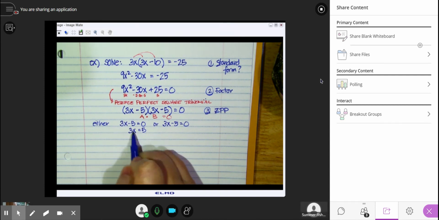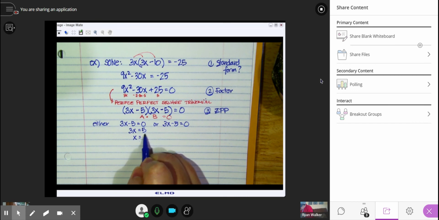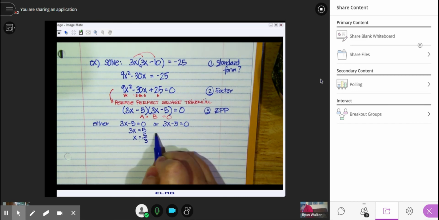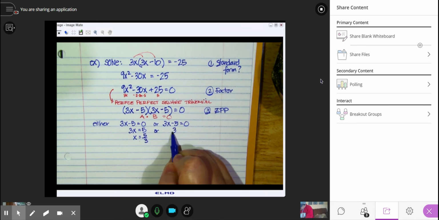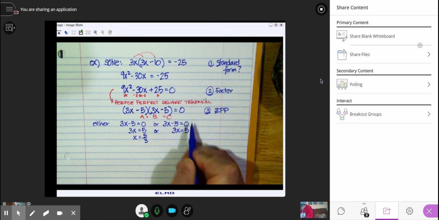3x is 5, x is 5/3, or 3x is 5, x is 5/3.